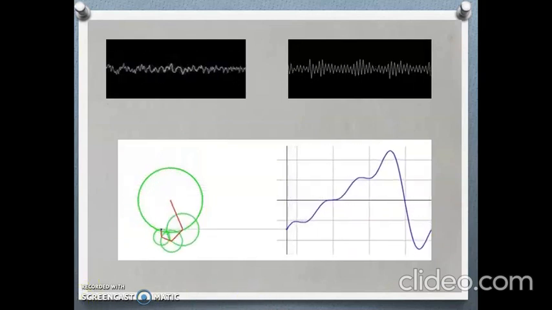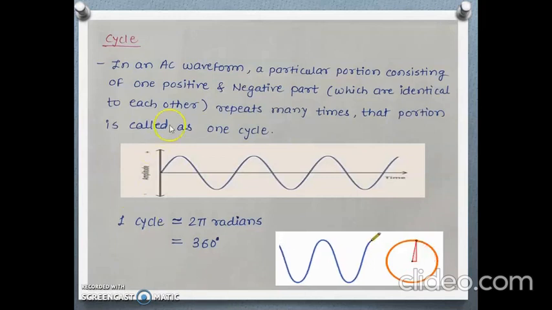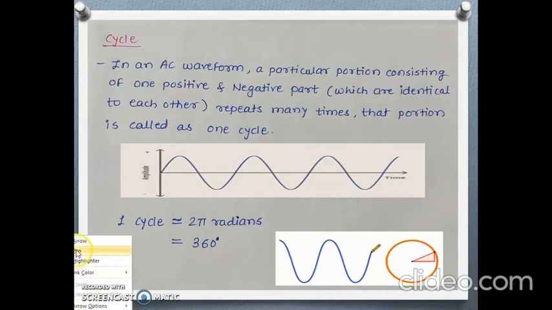Now let's see what is meant by cycle. In an AC waveform, a particular portion consisting of one positive and negative part which are identical to each other repeats many times. That portion is called as one cycle. Suppose we have this AC waveform here, which is continuous, but here we can observe that from here to this point, this part is repeated many times, and the repeated part is known as cycle.